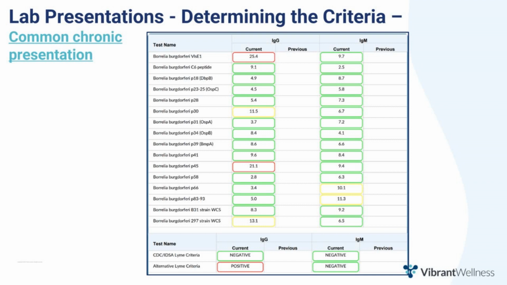This is a very common presentation, and this box here, this red one, alternative Lyme criteria, that's the box that I go for the most, because the alternative Lyme criteria with the IgG and the immunochip is 100% sensitive and 95% specific. So I can be very confident that if I have a positive in this red box, that is what I need to go forth with as far as making a diagnosis for my patient.